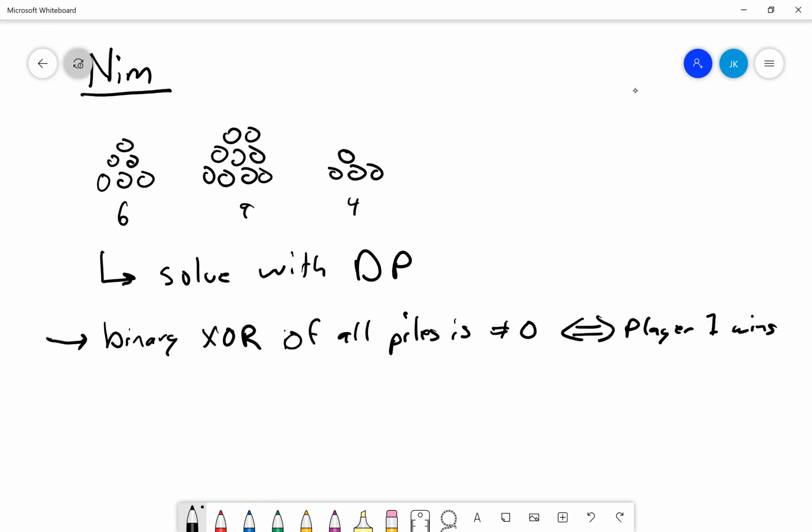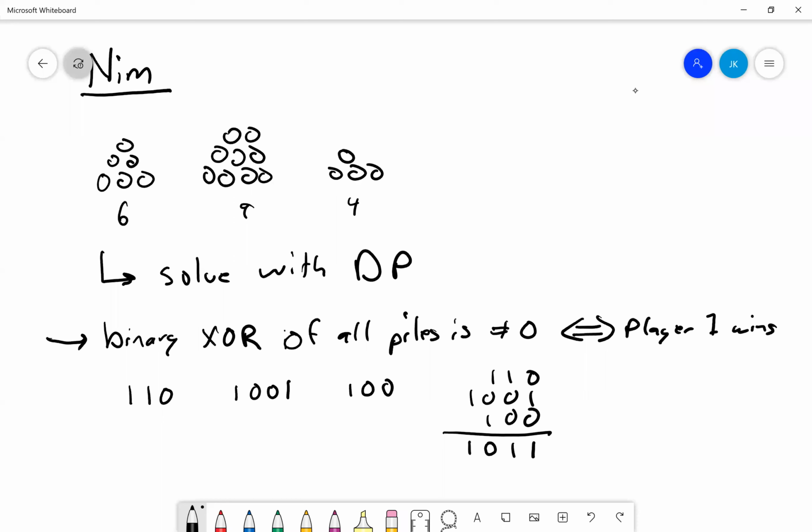So again, the binary XOR would be, if you've got a number like 6, that would be 1, 1, 0, and a number like 9 would be 1, 0, 0, 1, and a number like 4 is 1, 0, 0. And so if I take the binary XOR of all of these, I would have 1, 1, 0, 1, 0, 0, 1, and 1, 0, 0. And if I do the XOR of all of those, well, this is 1, this is 1, this is 0, and this is 1. So that is non-zero, and therefore player one can win this game. So player one can choose optimally and will be able to win.